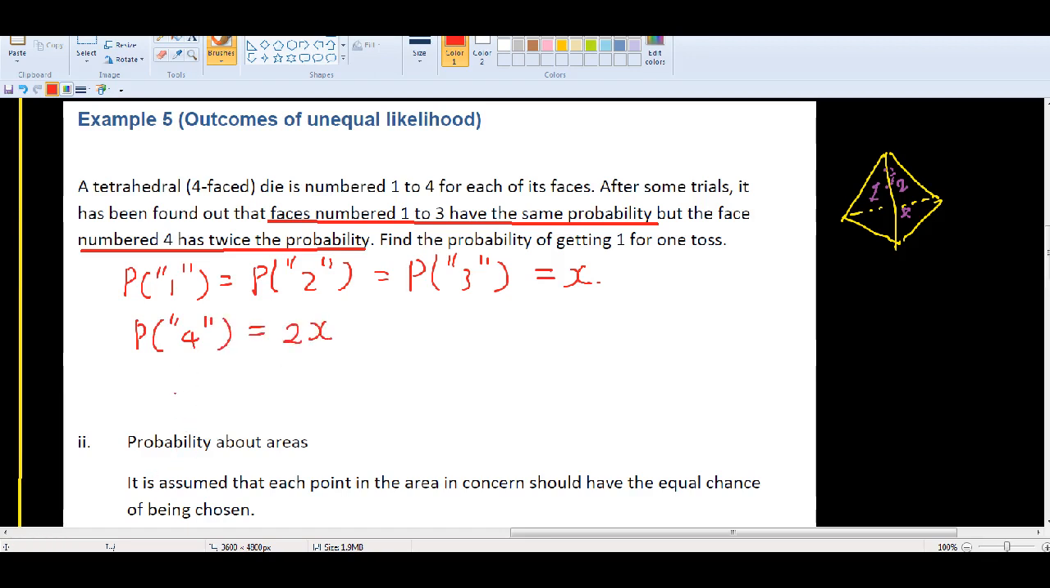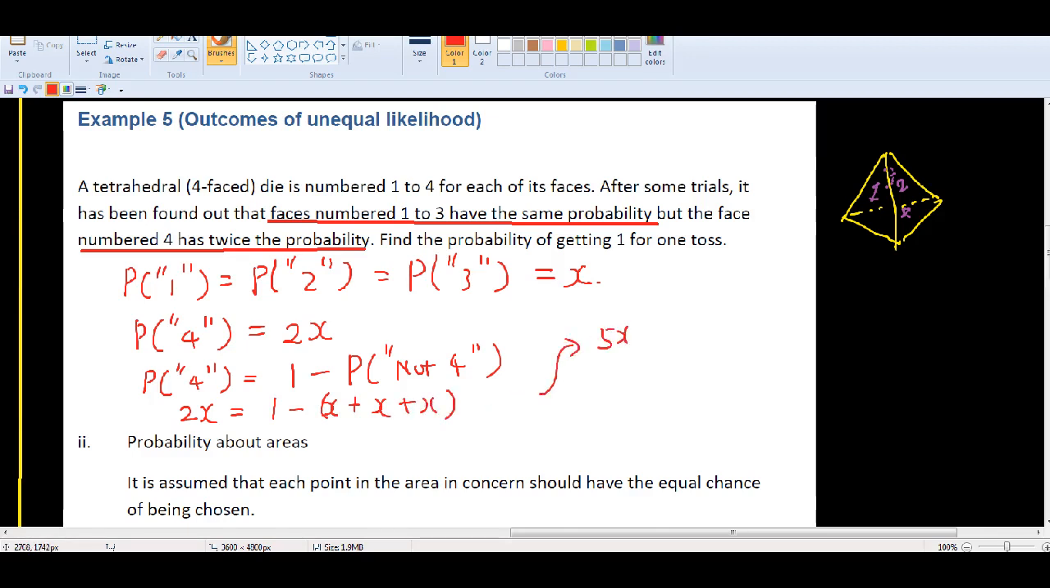Alright, so again we understand this. So if we consider P4, it would be equal to 1 minus P not 4, right? So that means 2x equals 1 minus 3x, that is, x plus x plus x. Okay, so when you solve this, it should be 5x equals 1, x equals 0.2. So that means the probability of getting 1 is 0.2.